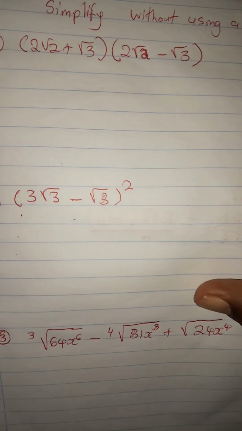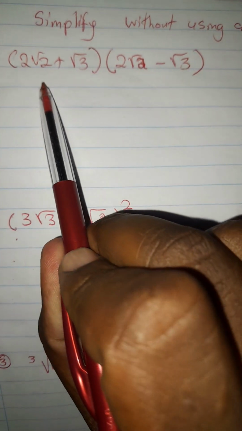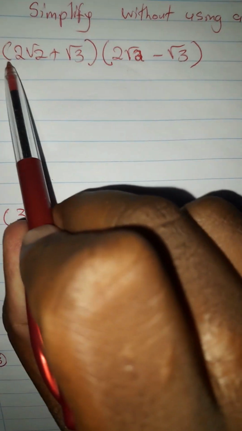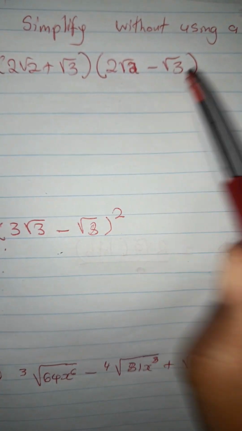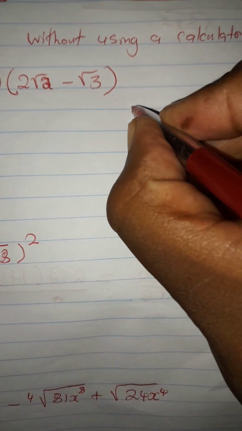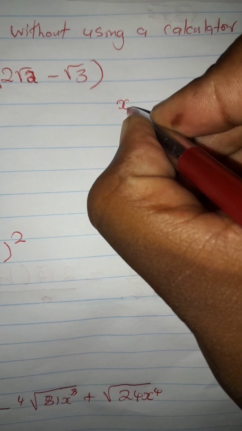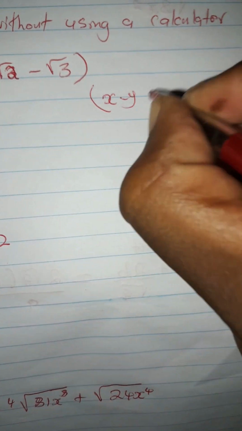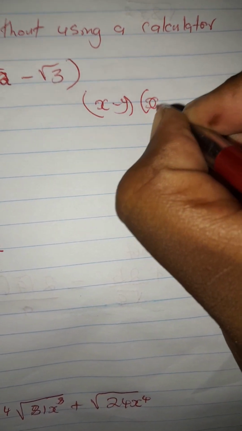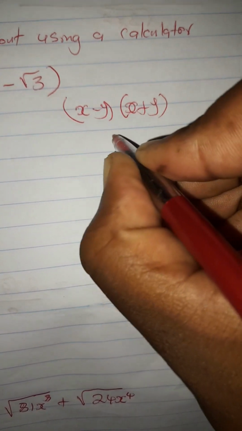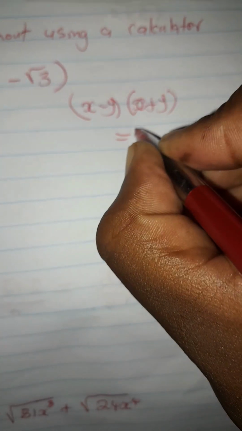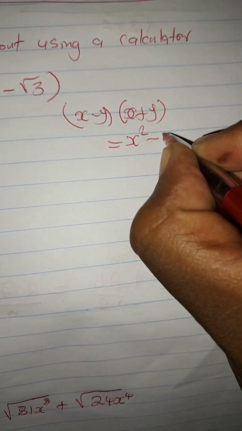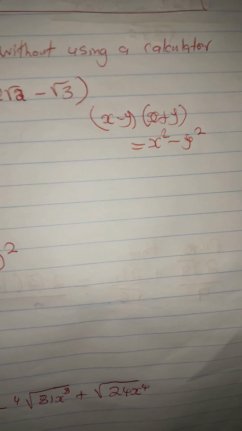Yes, let's begin our lesson without wasting time. Guys, this type of expression reminds us of a difference of two squares. Why I say so? This is the same as having x minus y as well as x plus y, where when you simplify this, we are going to have x squared minus y squared, right?